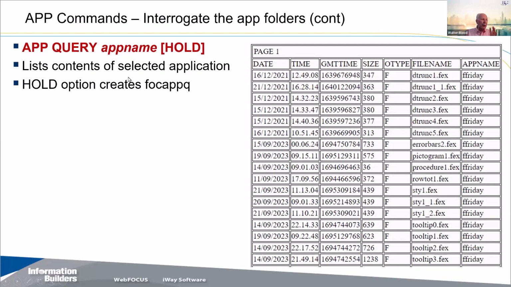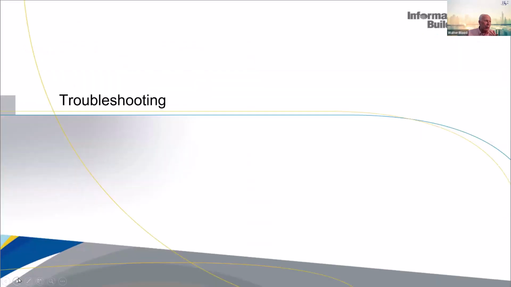APP QUERY, app name, HOLD will again give me the list of all the contents of a specific app name. So all the files that are in a specific app, I can get the list with APP QUERY, the application name, and HOLD, and it's going to put it into something called FOCAPPQ. And if I TABLE FOCAPPQ, yep, I can PRINT *, and that's what I'm going to get.